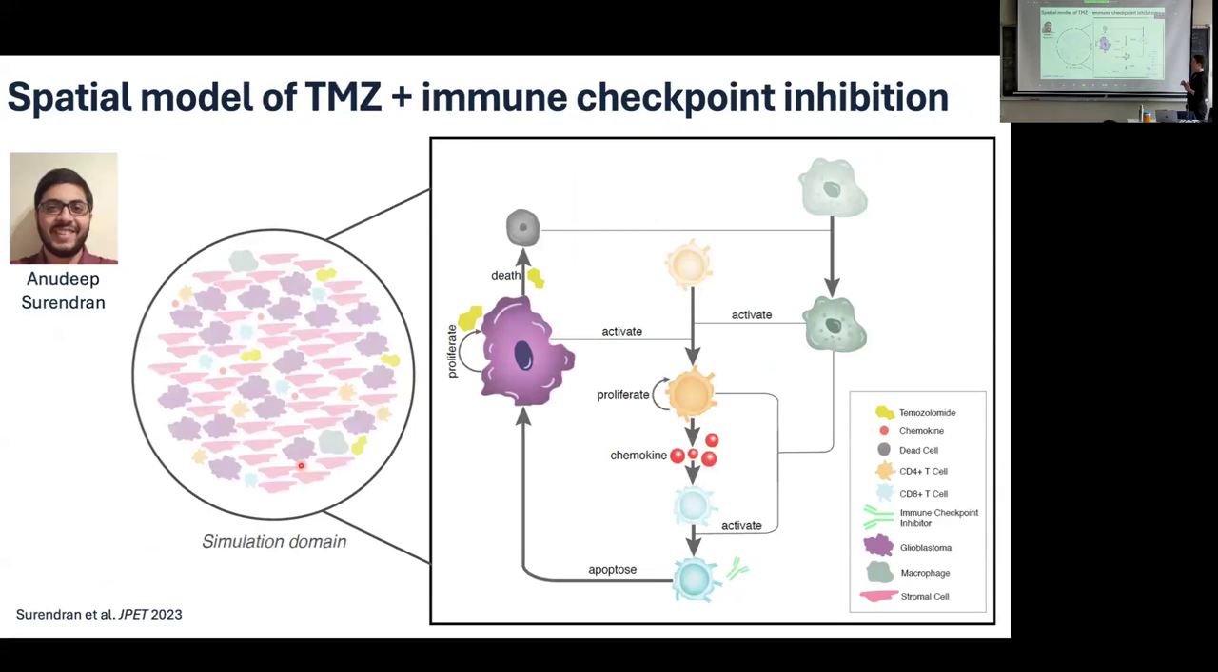The first bit I will tell you about was work done by my former postdoc, Annie Diep, who's now in Germany at Helmholtz.